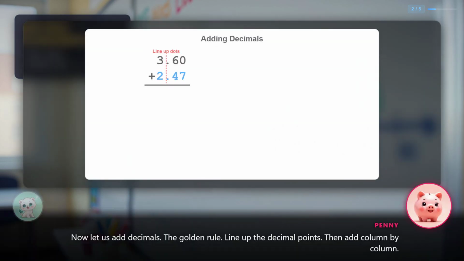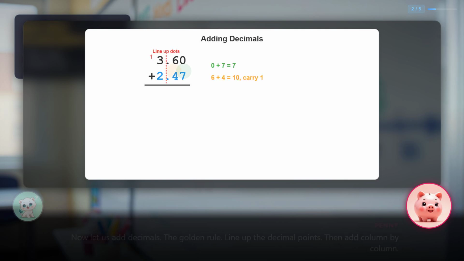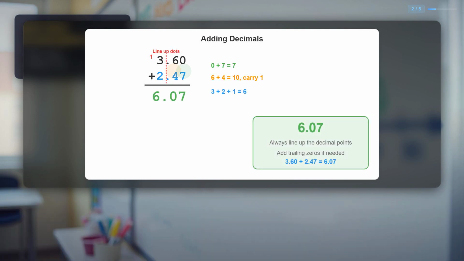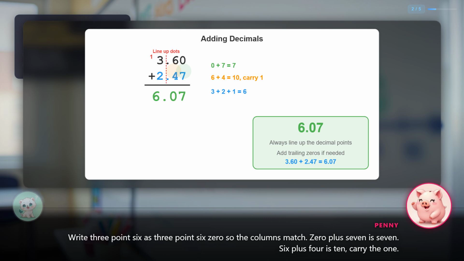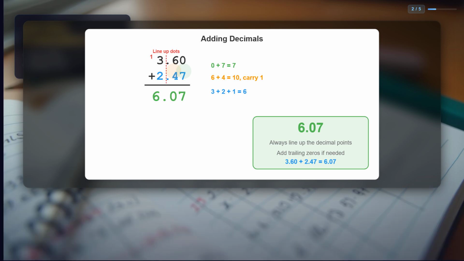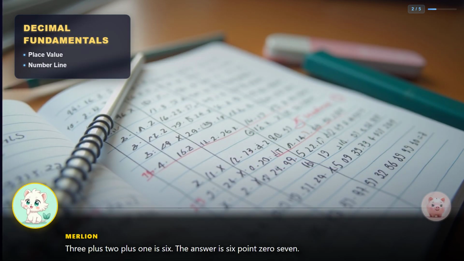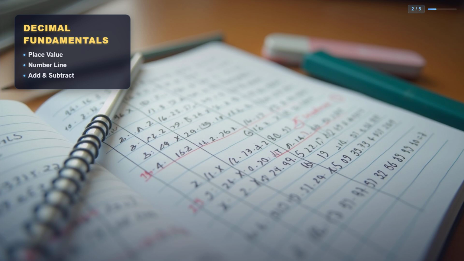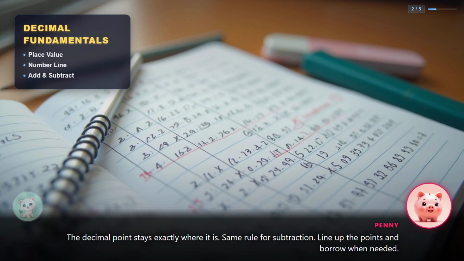Now, let us add decimals. The golden rule. Line up the decimal points, then add column by column. What about 3.6 plus 2.47? Write 3.6 as 3.60 so the columns match. 0 plus 7 is 7. 6 plus 4 is 10. Carry the 1. 3 plus 2 plus 1 is 6. The answer is 6.07. The decimal point stays exactly where it is.